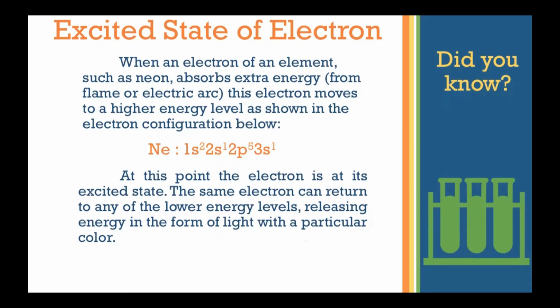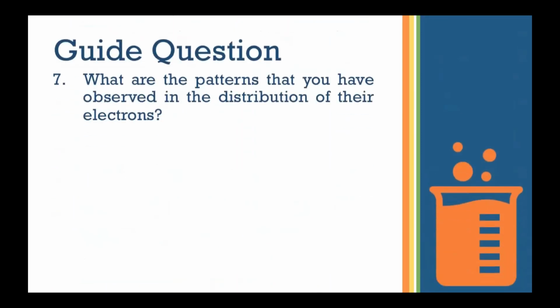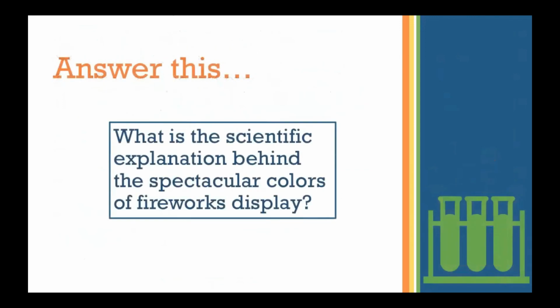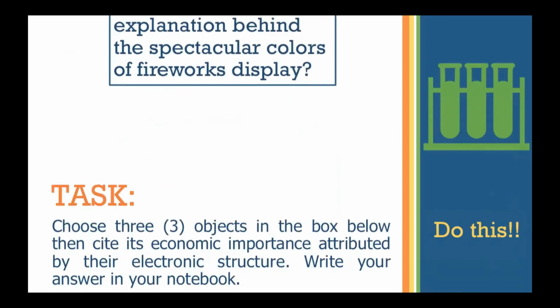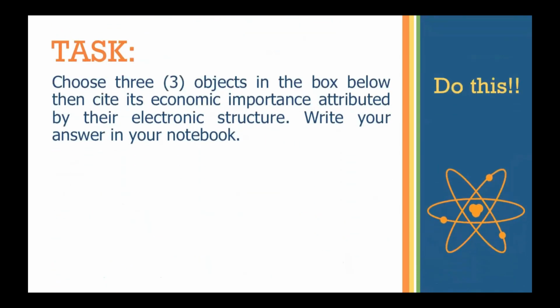Guide questions number 7. What are the patterns that you have observed in the distribution of the electrons? Answer this. What is the scientific explanation behind the spectacular colors of fireworks display? Task. Choose 3 objects in the box below, then cite its economic importance attributed by their electronic structure. Write your answer in your notebook or your answer sheet. Don't forget to submit your answer to your science teacher.